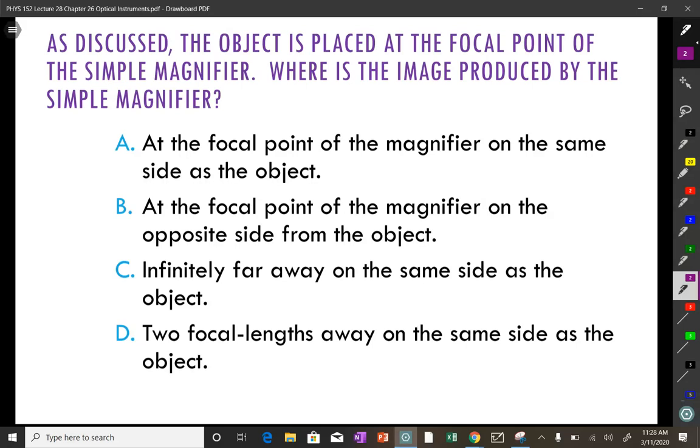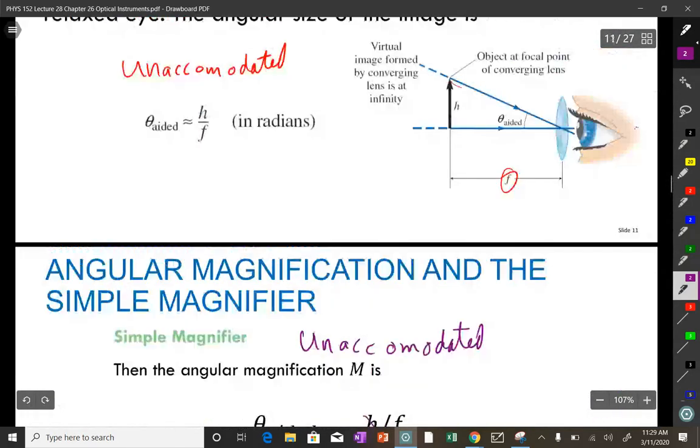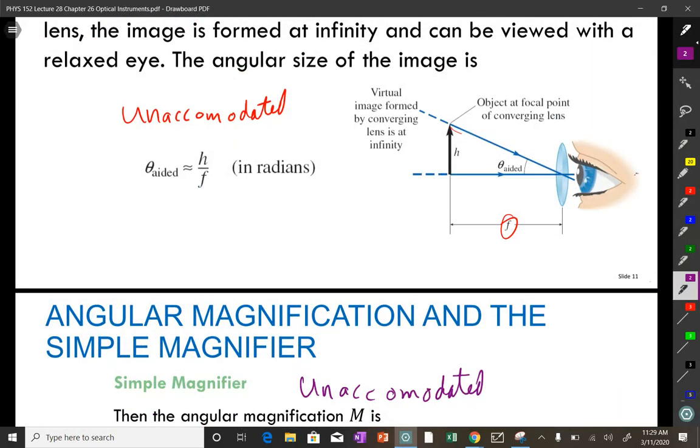Here's the answers we got. Okay, this indicates we need to look back at things. Where did we put the object? At the focal length, which is the far point.